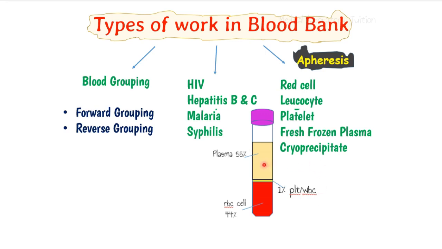We can also store the blood at minus 70 degrees Celsius, which will become fresh frozen plasma, and cryoprecipitate, which is very important in case of factor 8 deficiency or in case of von Willebrand disease. And here is the end of the video, and this is just an introduction to the blood bank.